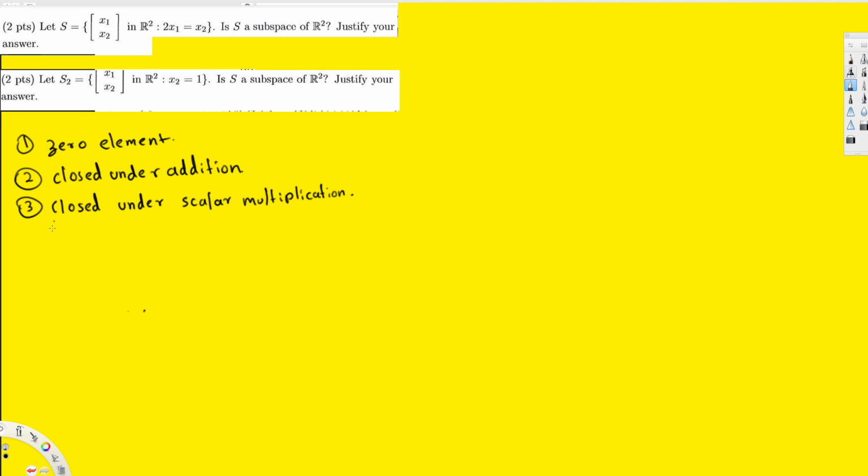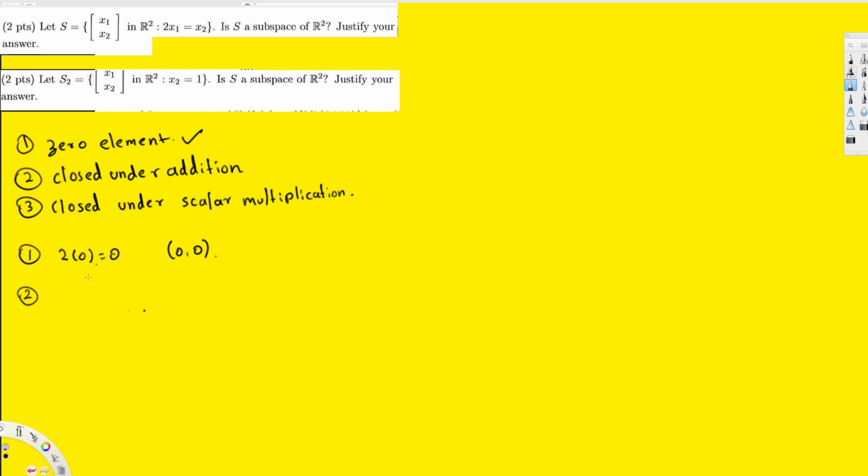So let's see whether it satisfies these three conditions. First of all, what is the zero element? Zero element is basically when you substitute 0 for these values, x1 and x2, you should get 0 all the way. So in this case, if you substitute 0, that's going to be 0 anyway. So it has the zero element, (0, 0). So this satisfies the first condition.